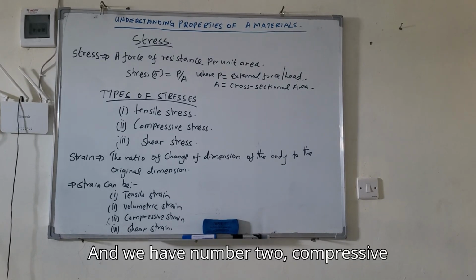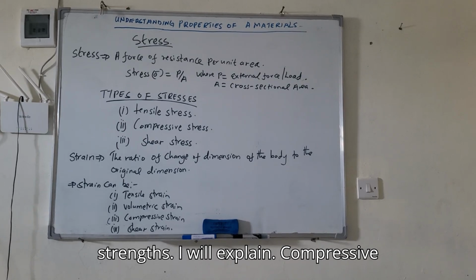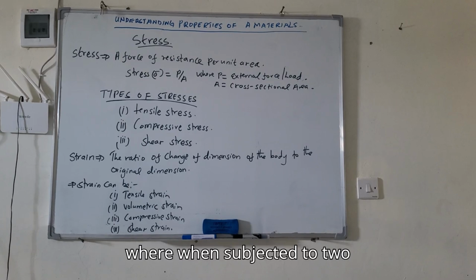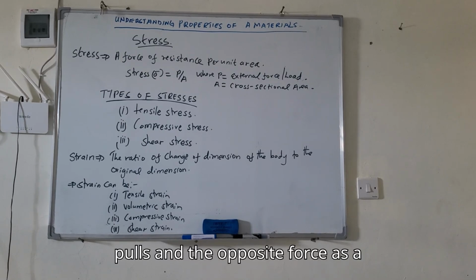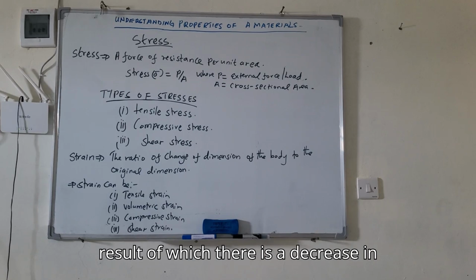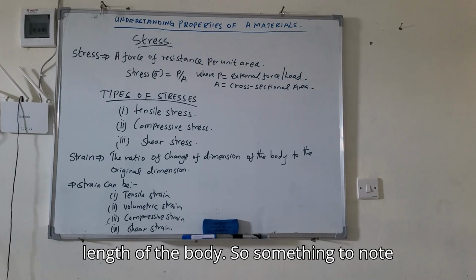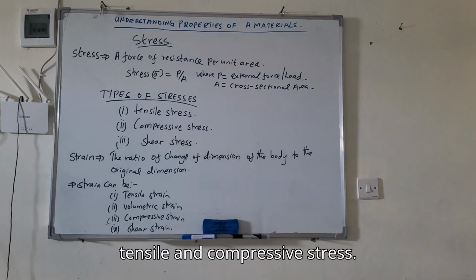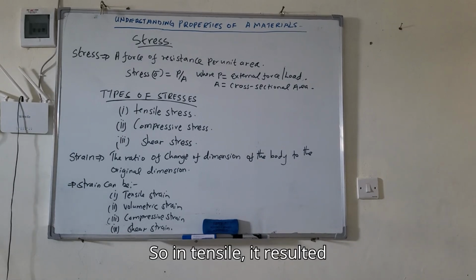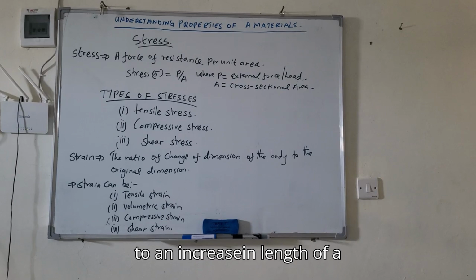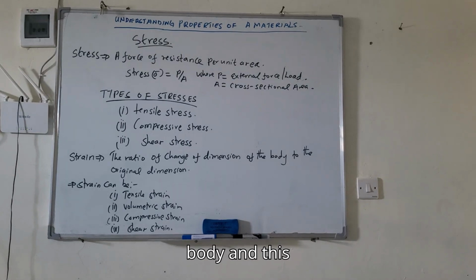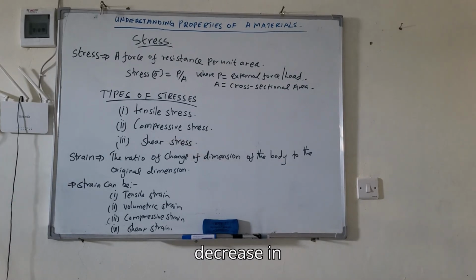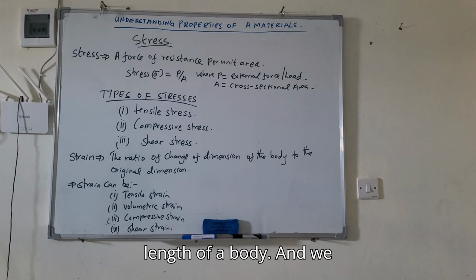And we have number two, compressive stress. I will explain. Compressive stress is a stress induced in a body when subjected to two equal and opposite forces, as a result of which there is a decrease in length of the body. Something to note between these two types of stresses: in tensile, it results in an increase in length of a body, and in compressive, it results in a decrease in length of a body.